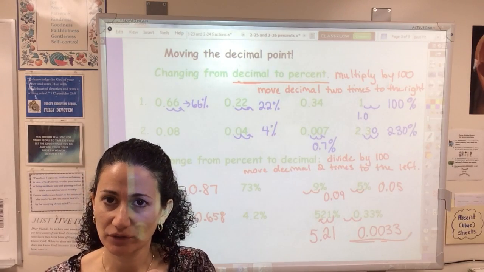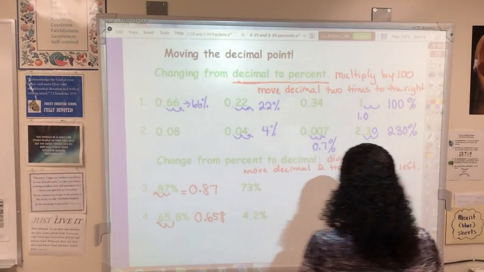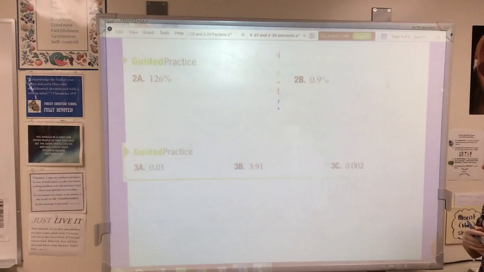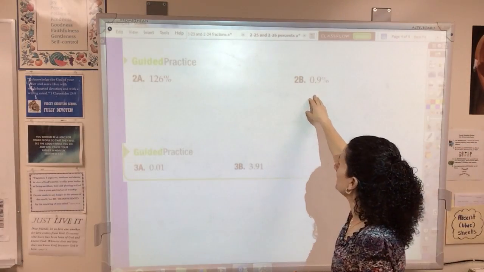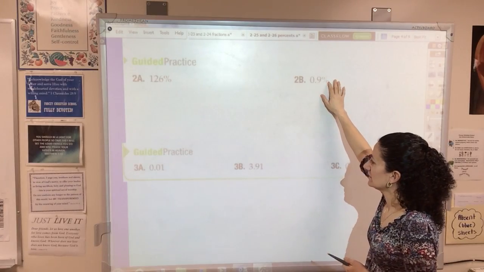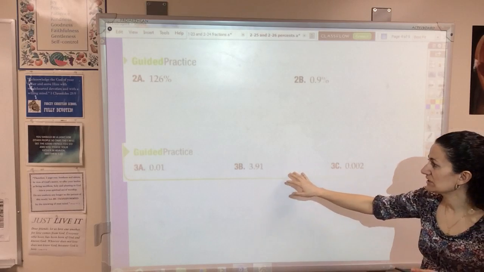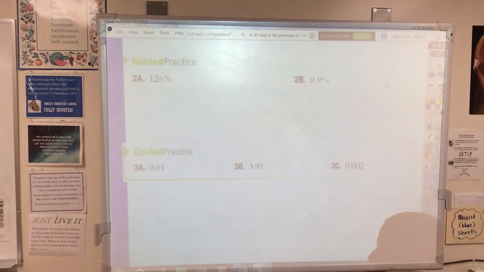Let me give you a couple for you to practice. I want you to practice converting from a decimal to a percent and a percent to a decimal using the process I just showed you. And again, you can go back and write down your notes, pause the video if you need to. I'd like you to convert 2A and 2B from percents to decimals. And for 3A, 3B, and 3C, these are decimals. Convert them to a percent. Pause the video, try them, and unpause when you're finished.